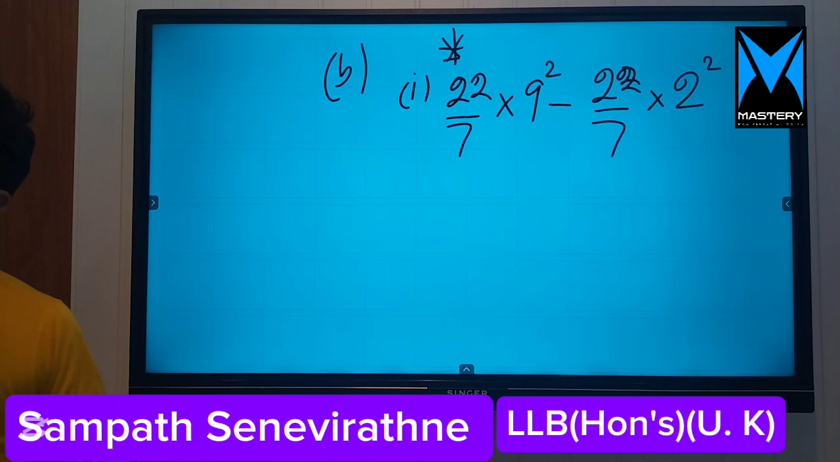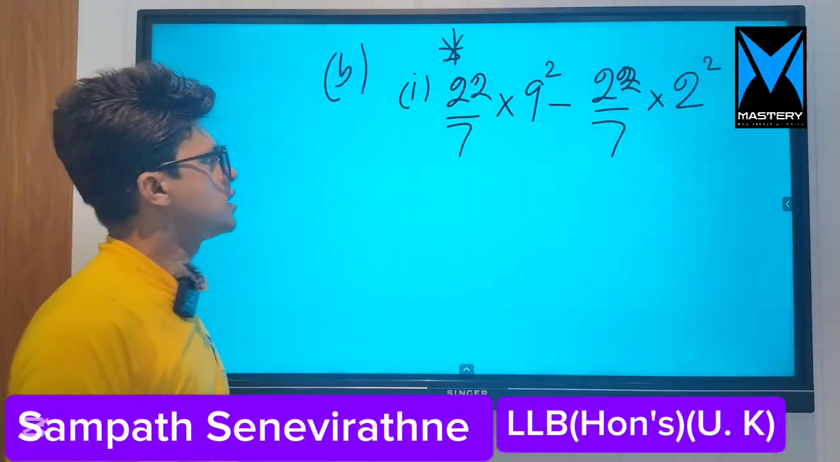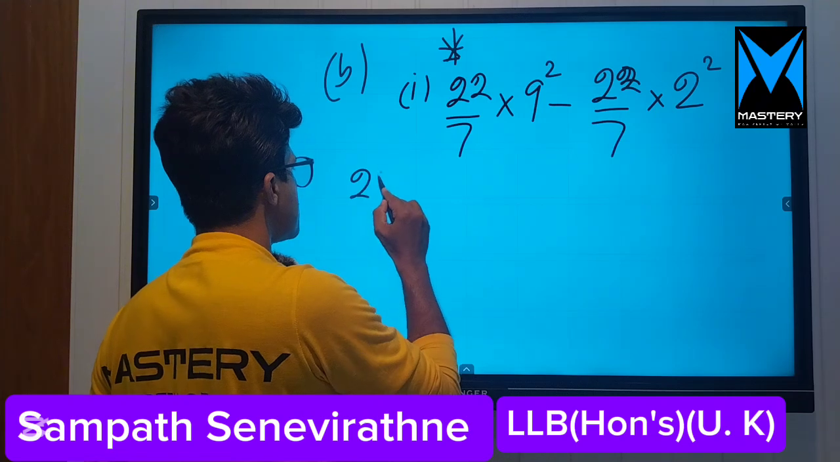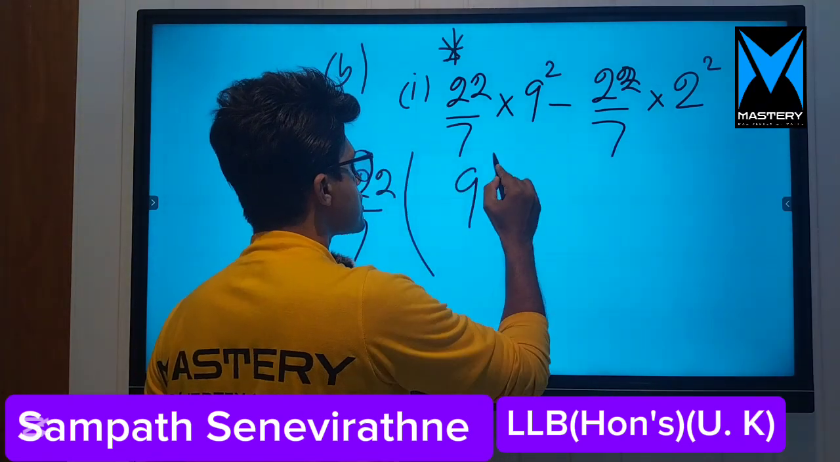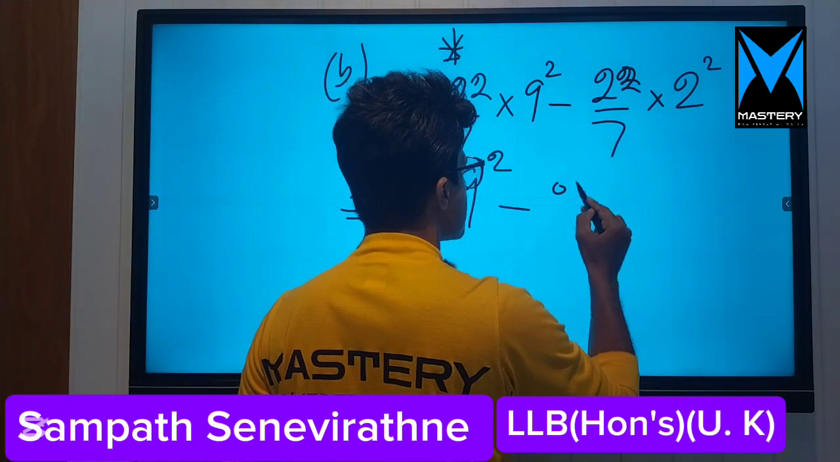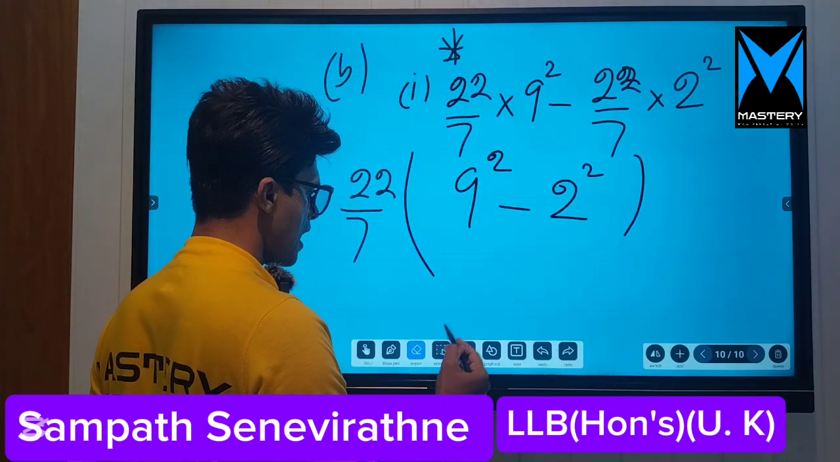How do you do this one? Yes, how do you do this one? You could get 22 over 7 as the common factor here, and here the remainder is 9 squared. Here the remainder is 2 squared. So after that, this can be simplified.